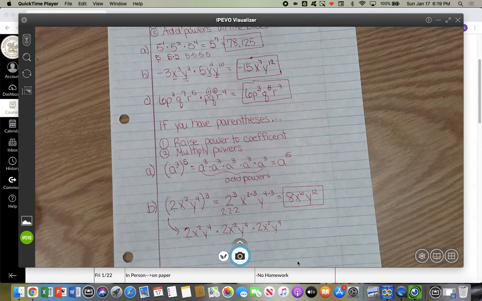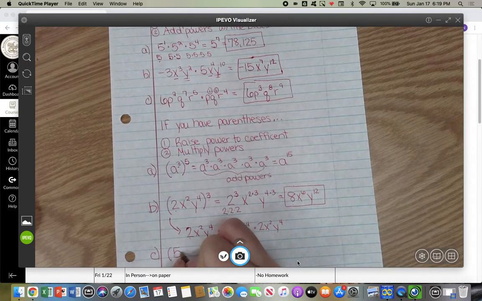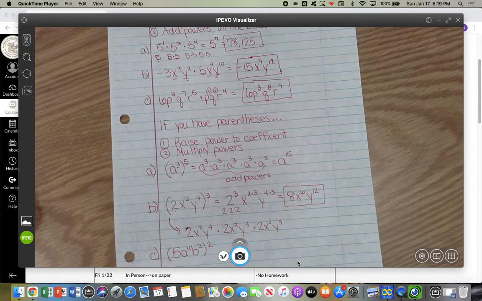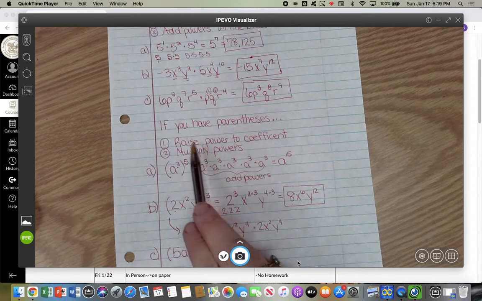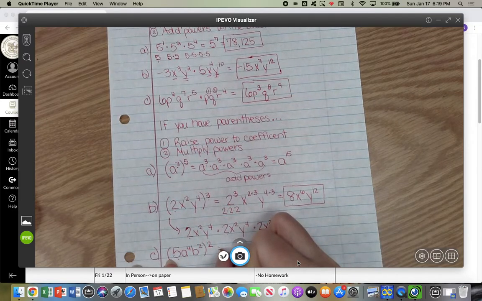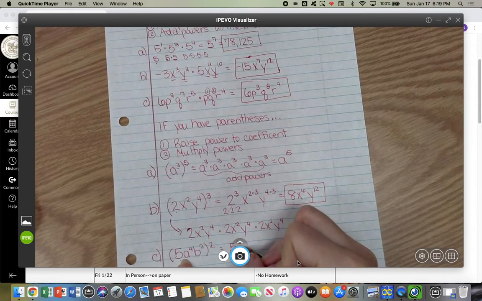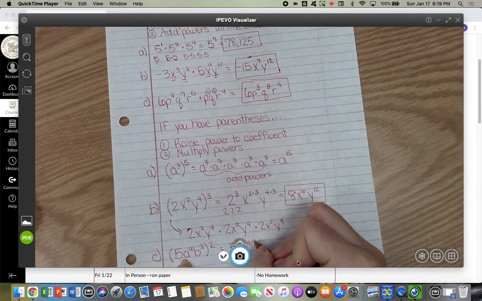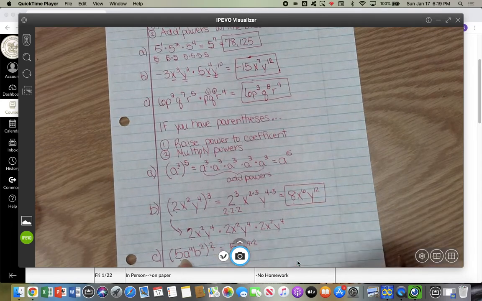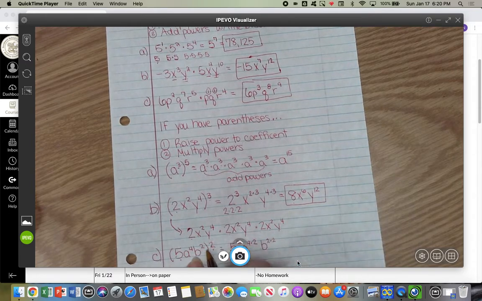So for my very last example, again, very similar to this one. All right, I have 5a to the 4th b squared, and we're going to square it. So that means we're going to raise our power to our coefficient. Our coefficient's 5, the power's 2, so that's 5 squared. Then I'm going to multiply my powers. So a to the 4th gets multiplied by 2 because that's what's outside the parentheses. Then my b squared also gets multiplied by a 2 right there.